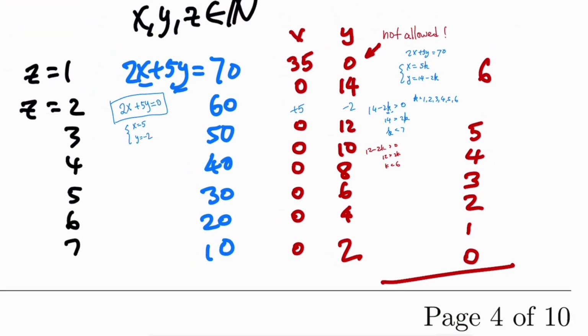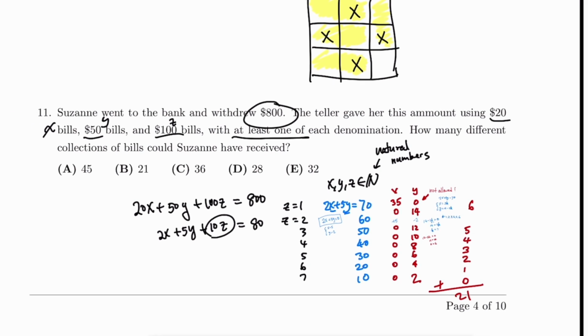And if we just add these up, that is the total number that we're looking for, which is 21. And that is our answer choice B.